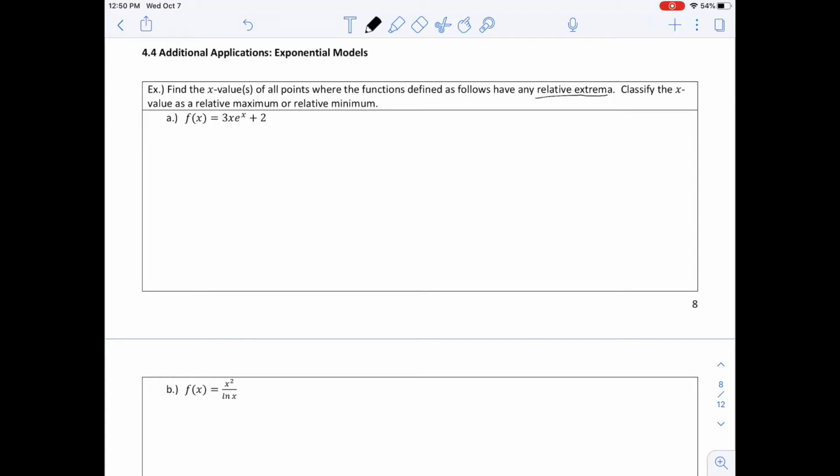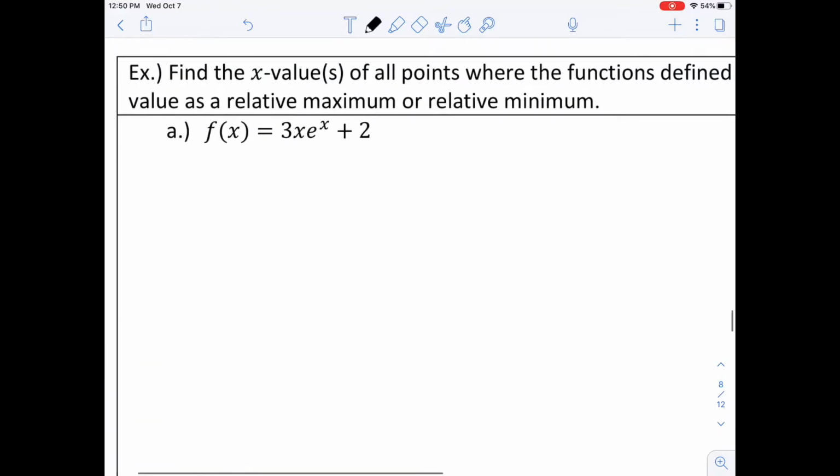So in order to find our maximums and minimums, any relative extremas, we need to take the derivative of our function. Since the first term is a multiplication of two parts that have variables, we need to use the product rule. So it's going to be the first term, which is 3x, the second term is e to the x. We have 3x times the derivative of e to the x, which is just e to the x, plus e to the x times the derivative of the first, and the derivative of 3x is just going to be 3. And then again, the derivative of 2 would just be 0.